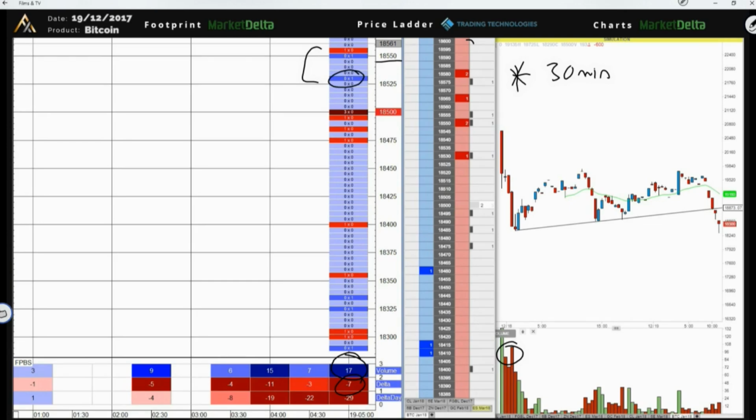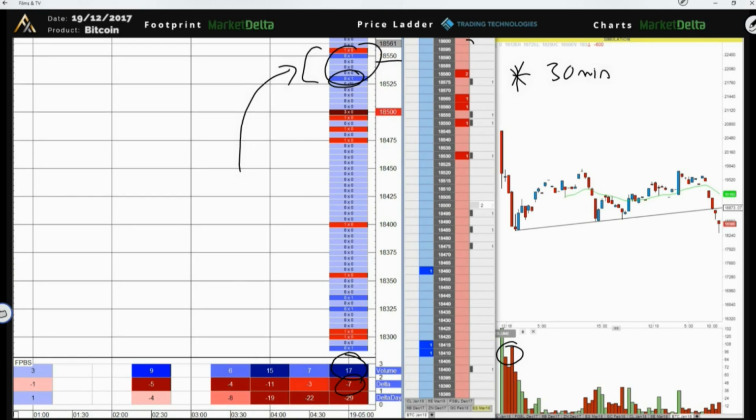It then found another seller at 550, and then someone eventually got more aggressive and sold the market at 18,560. Okay, and that's the absorption, guys. That was the interaction right there. Buyers coming up the market, trying to find that seller, and bang, he finds that seller.